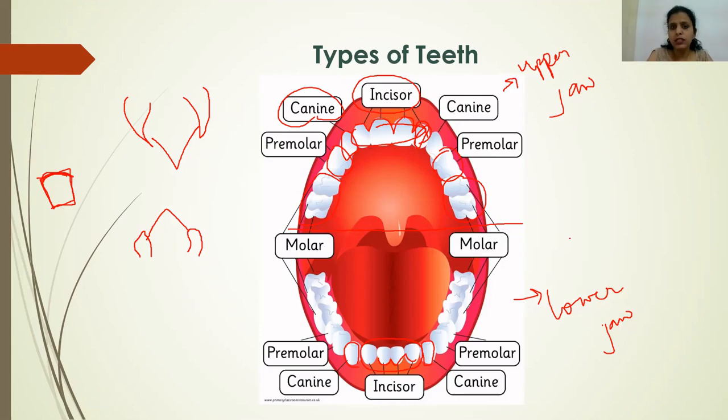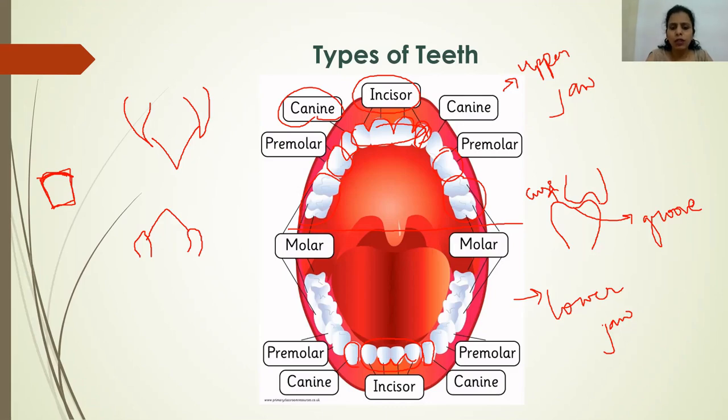These premolars and molars actually have cusps and grooves. For example, this is one tooth in the lower jaw. This is known as a cusp, C-U-S-P. And this depression in the tooth is known as a groove. This is a tooth of the lower jaw, and if you see the tooth of the upper jaw, the cusp of one tooth fits with the groove of another tooth. This is how they move on top of each other and help in the crushing and grinding of the food.